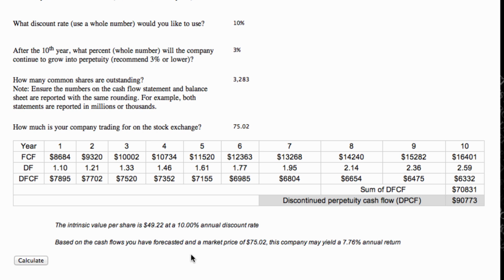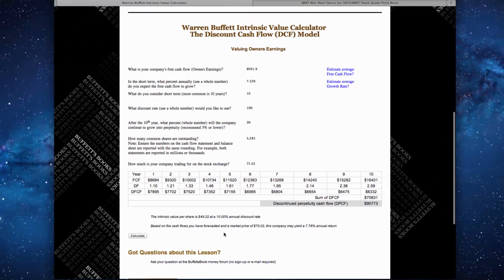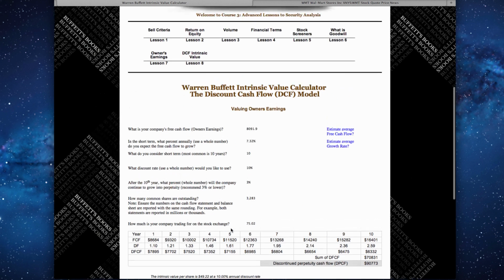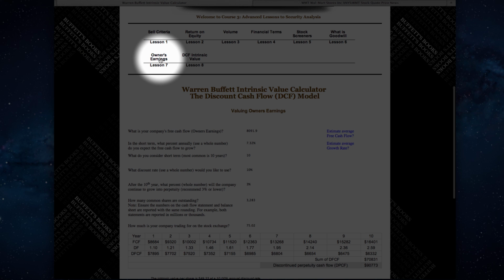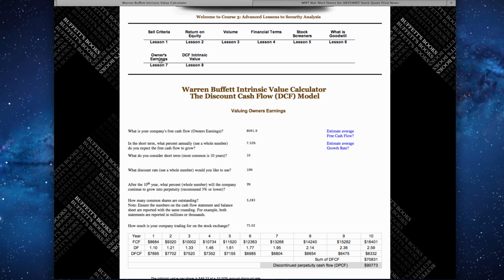So there you have it. That's the discounted cash flow model for determining the intrinsic value like Warren Buffett would do, using the owner's earnings that you're calculating off of the cash flow statement. If for whatever reason you don't really understand what the free cash flow is, or what we call owner's earnings, you definitely want to go back and watch the previous video, which is owner's earnings lesson 7, and that goes into detail describing how the owner's earnings is calculated and what that number really represents to you.